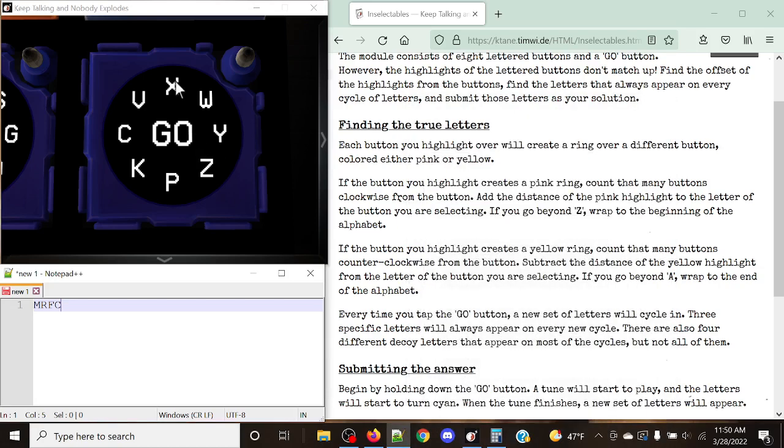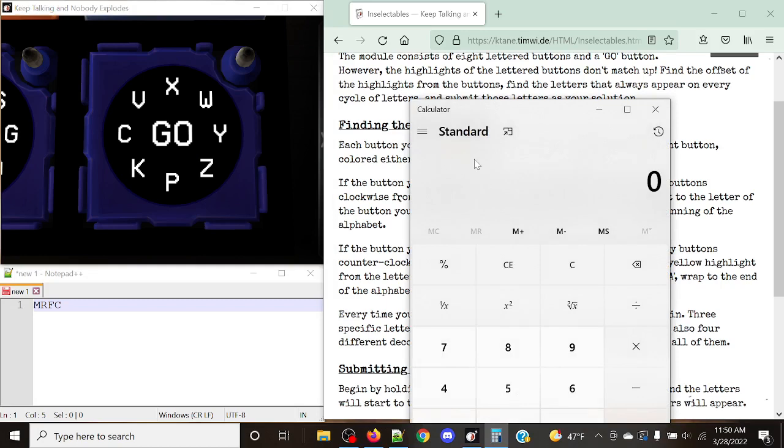Next up, the X-ray is going to be a yellow. We're going to go counterclockwise. We're going to go 1, 2, 3, 4, 5 to Zulu, and we're going to subtract 5 from the X-ray. So 24 minus the 5, which is going to be a 19, which is going to be a Sierra.